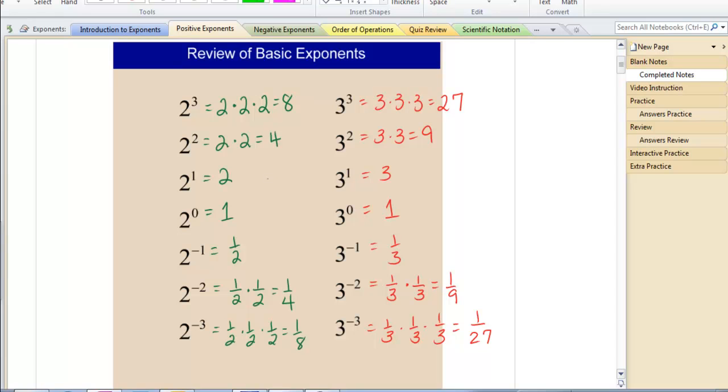Then when we got down to our negative exponents, we learned that 2 to the negative first is actually the reciprocal of 2. So 2 to the negative first is 1/2. And 2 to the negative second ends up being the reciprocal of 2 multiplied 2 times. 2 to the negative third is the reciprocal of our base, 2, being multiplied 3 times. And we see this pattern also for the base of 3.